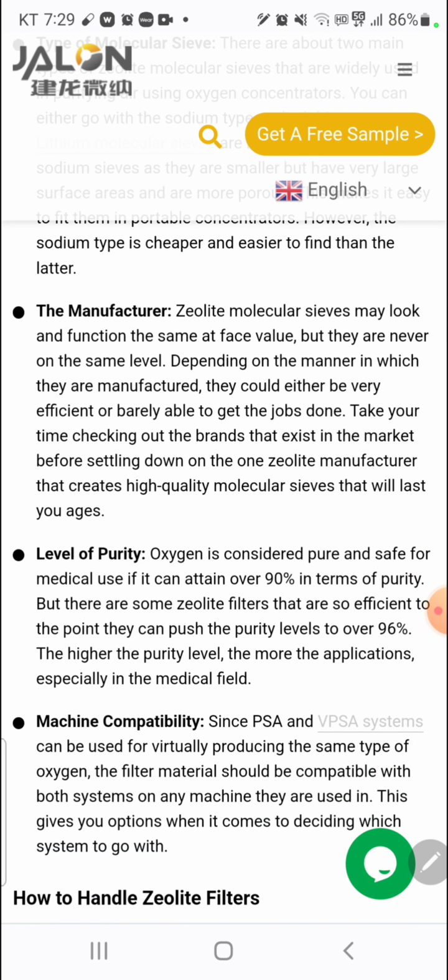Level of purity. Oxygen is considered pure and safe for medical use if it can attain over 90% in terms of purity. But there are some zeolite filters that are efficient to the point they can push the purity levels to over 96%. The higher the purity level, the more applications, especially in the medical field.